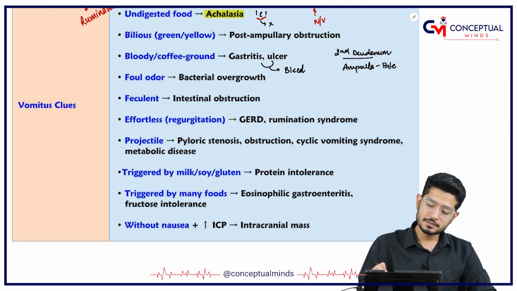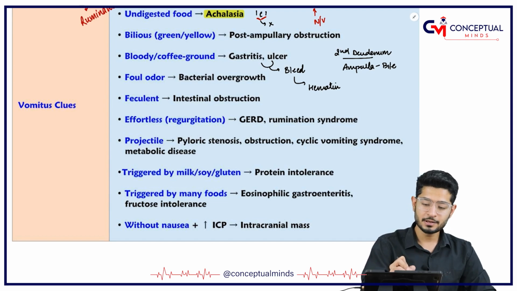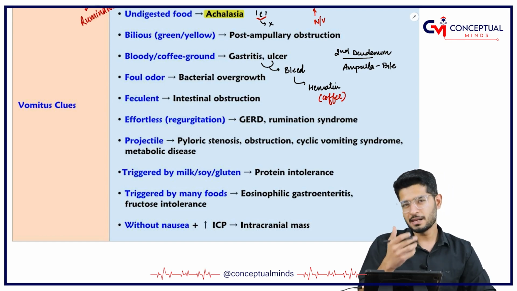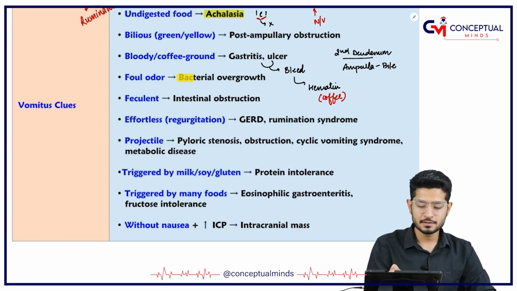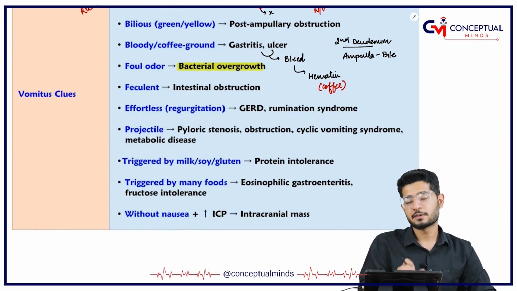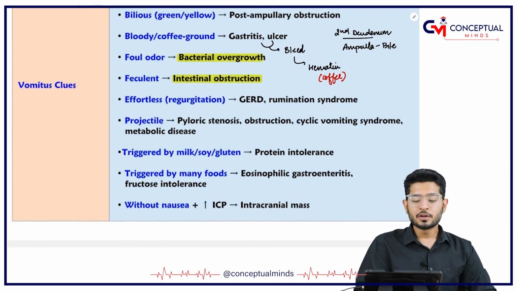Otherwise, gastritis and ulcer, both of them are going to have bleeding. So this bleed, if it is happening for a long span of time, this bleed is going to get converted into hematin, and hematin is of which color? Hematin is of actually coffee color. So it's easy to remember that gastritis and ulcer, both of them are going to present with coffee ground bloody color. Foul odor, of course, the smell, the breath is going to be bad if there is a bacterial overgrowth. Intestinal obstruction, of course, if the distal parts of the intestine are obstructed, it is going to be feculent.